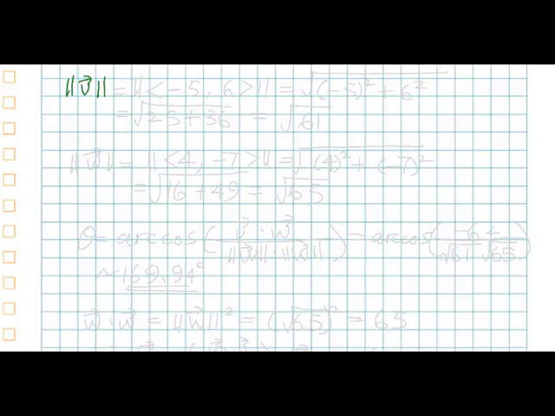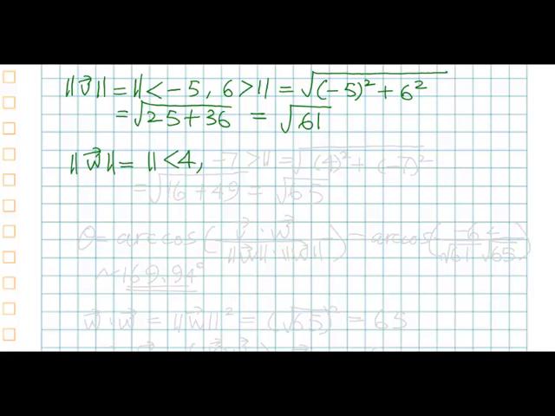The magnitude of vector v equals the magnitude of negative 5, 6, which equals the square root of negative 5 squared plus 6 squared, which equals the square root of 25 plus 36, which equals the square root of 61. The magnitude of vector w equals the magnitude of 4, negative 7, which equals the square root of 4 squared plus negative 7 squared, which equals the square root of 16 plus 49, which is the square root of 65.